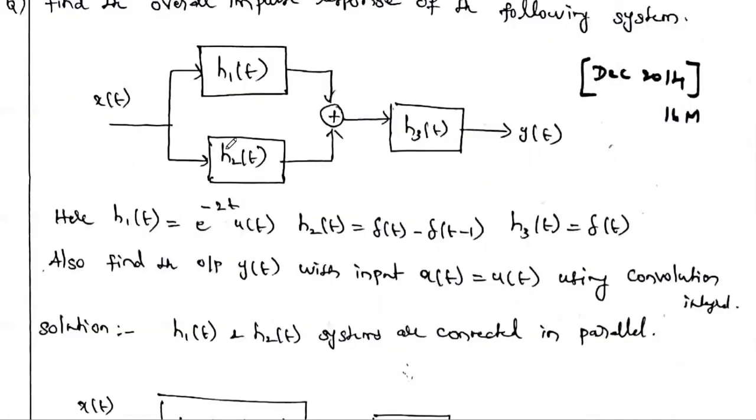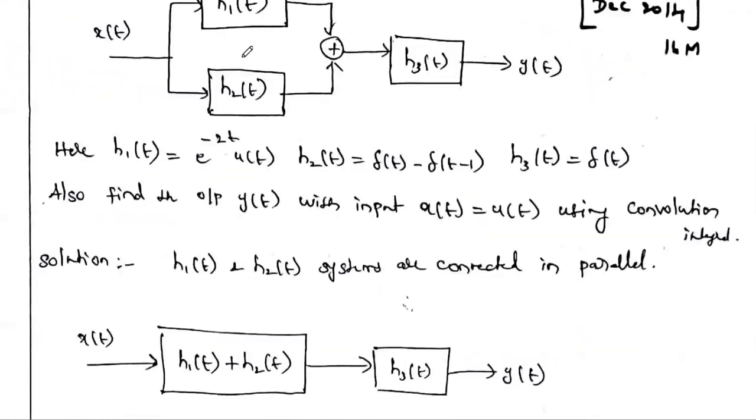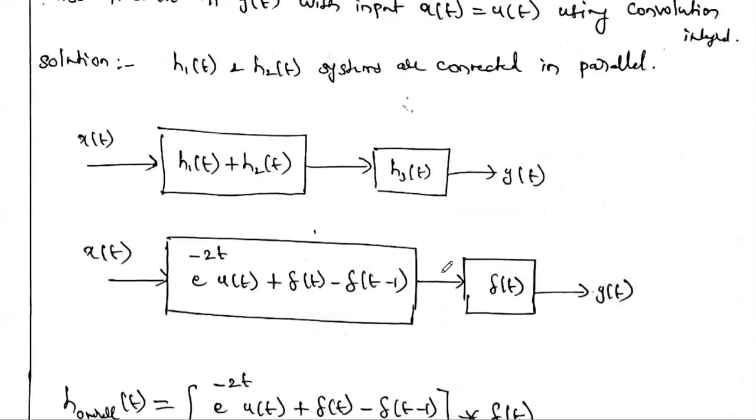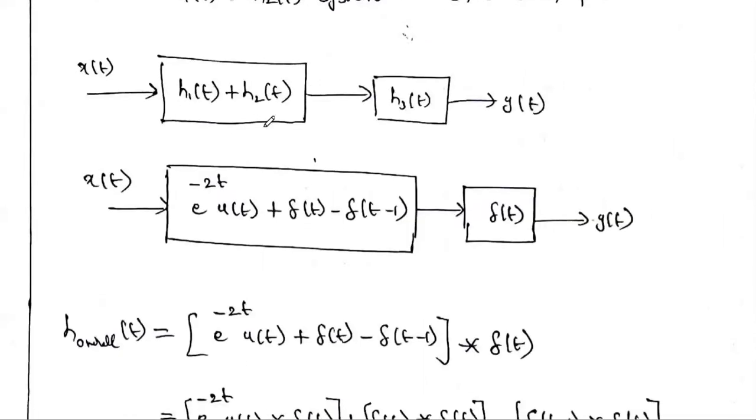According to this diagram, h1(t) and h2(t) are connected in parallel. You know, if two systems are connected in parallel, the two systems are replaced by one single system whose impulse response is the addition of the individual impulse responses. So this parallel combination we may replace with h1(t) plus h2(t), then in series with h3(t).